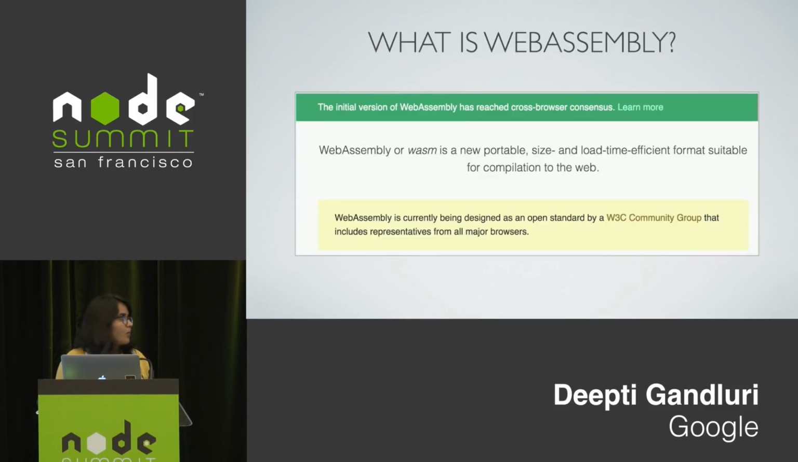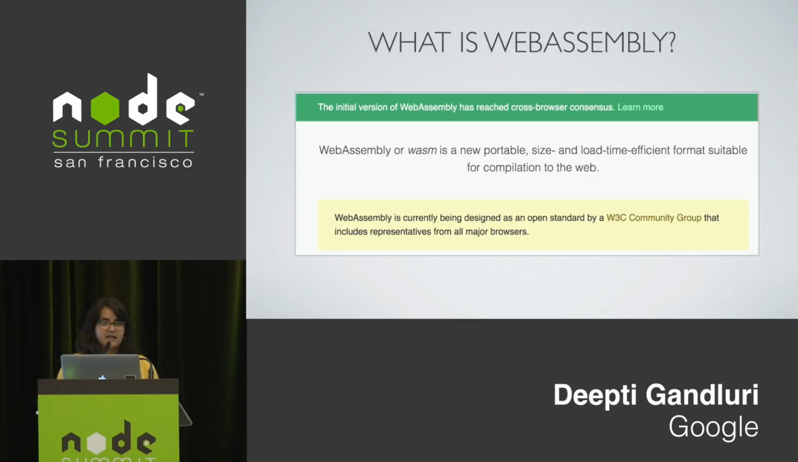So, what is WebAssembly? WebAssembly is a portable, efficient binary format. So say you have a C, C++, or a Rust program, you can compile it to WebAssembly and run it on the web. So there's a couple of interesting things on the slide. The first one says that the initial version of WebAssembly has reached cross-browser consensus.